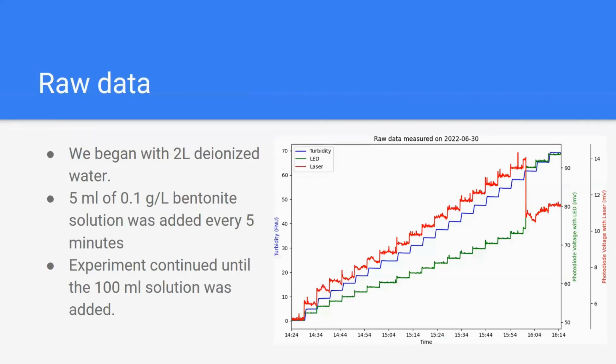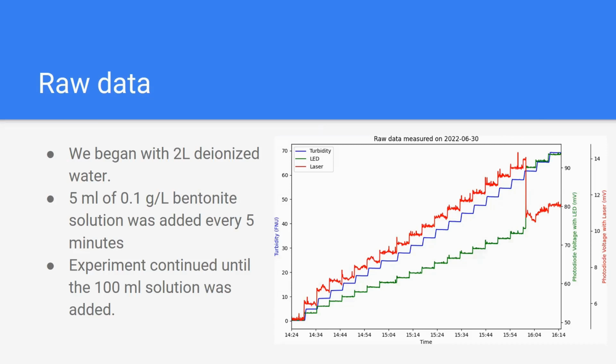So we began with 2 liters of deionized water in the tank, and we added 5 milliliters of 0.1 grams per liter bentonite solutions every 5 minutes to simulate turbidity ranging from 0 FNU to 70 FNU. And we continued the experiment until 100 milliliters of solution was added.